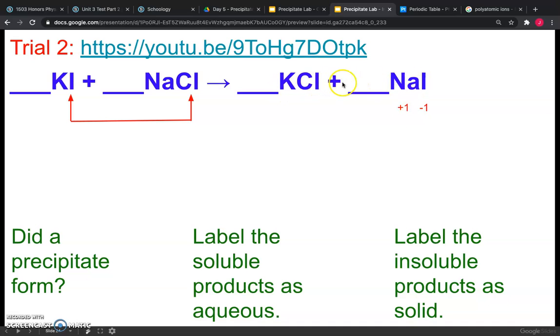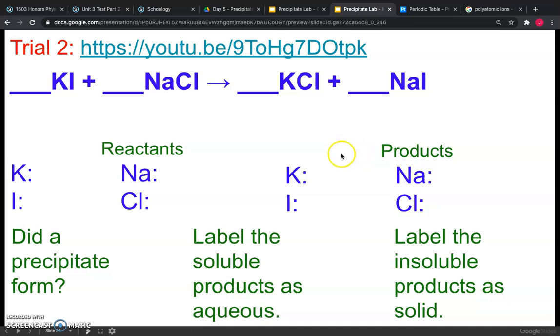Okay, so both of these are already balanced. We don't have to add any coefficients. So these first two trials were pretty easy ones to balance the chemical formulas. We didn't need to add subscripts at all. So now let's count up the atoms.